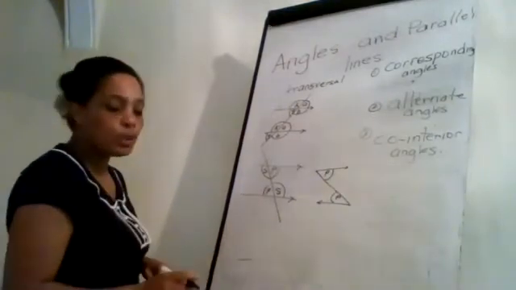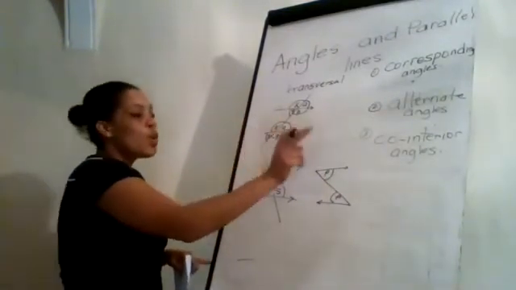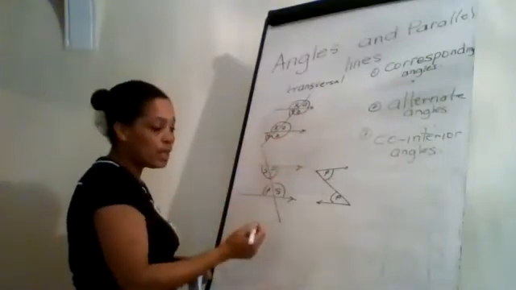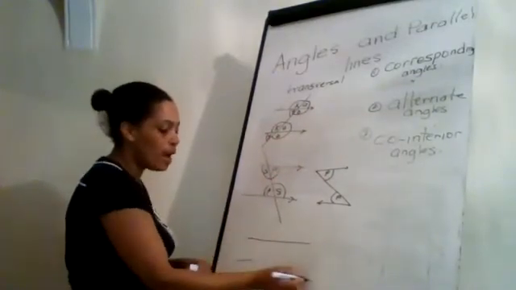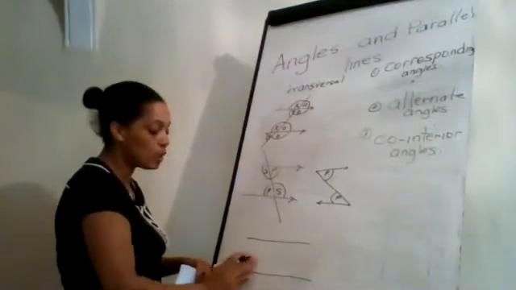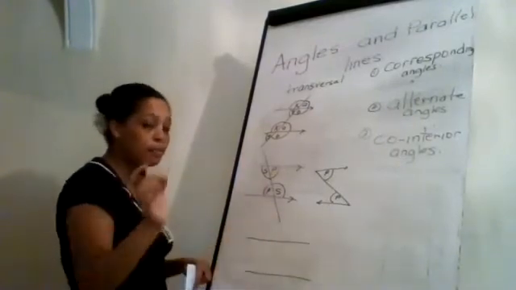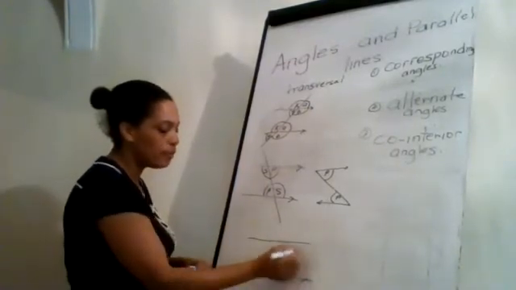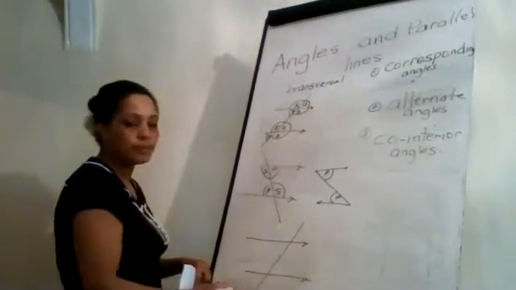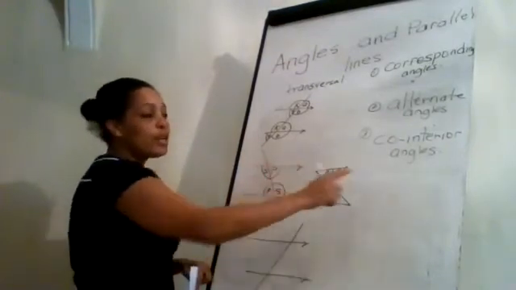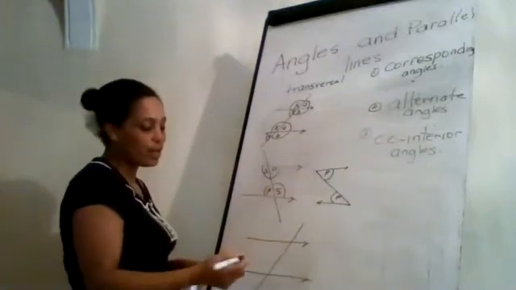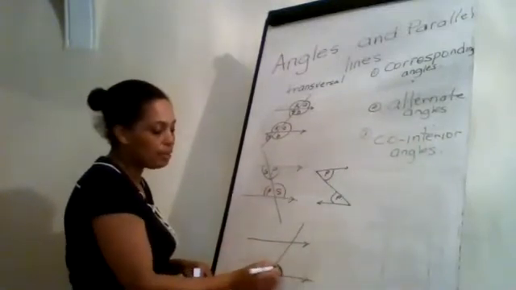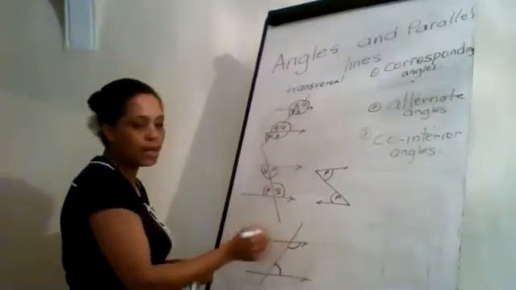The next one we looked at is co-interior angles. Again, we have our parallel lines, and I want you to assume that these are the same distance apart because I'm drawing freehand, and we have a transversal. Co-interior is given away by the word interior. That means it is bounded between the parallel lines.